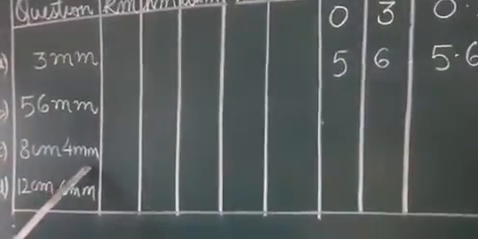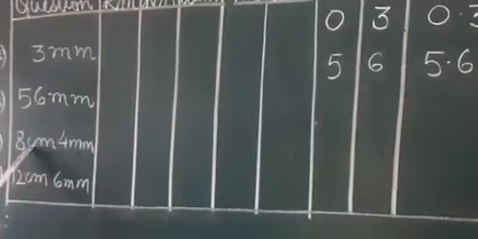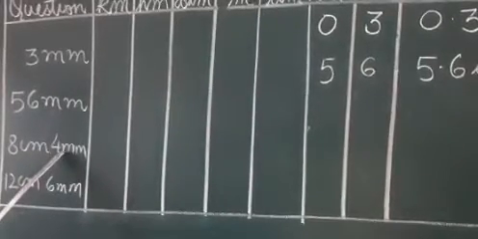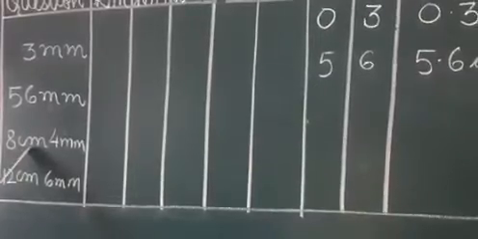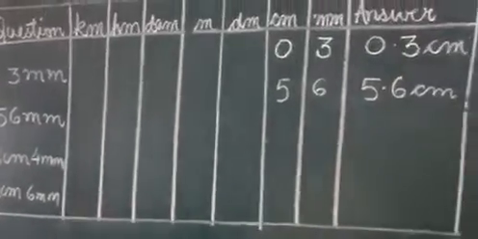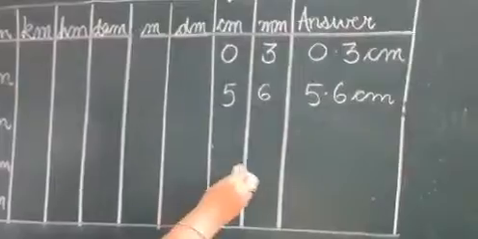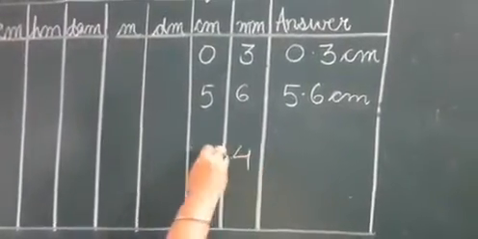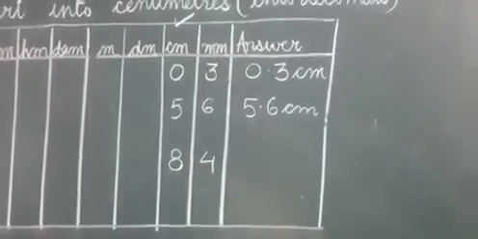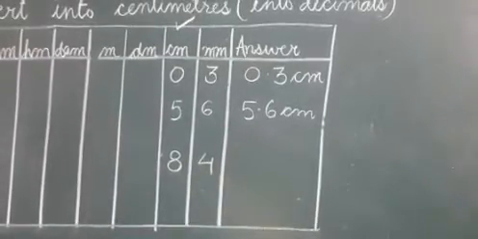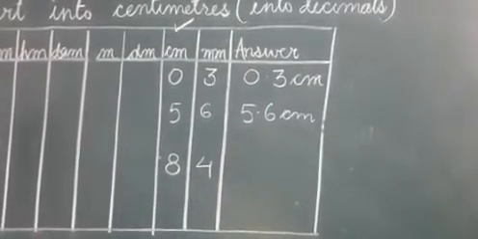Next number is 8 centimeter and 4 millimeter. Here we have got 2 different units. So 4 will come in the millimeters column and 8 will come in the centimeters column. And we have to put the point after centimeter. So the answer will be 8.4 centimeters.